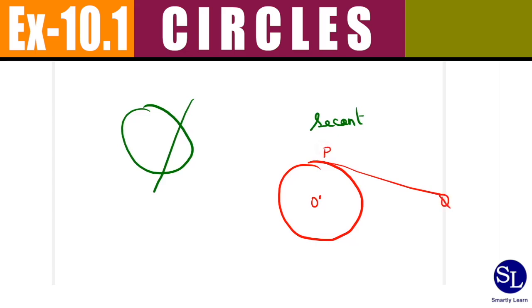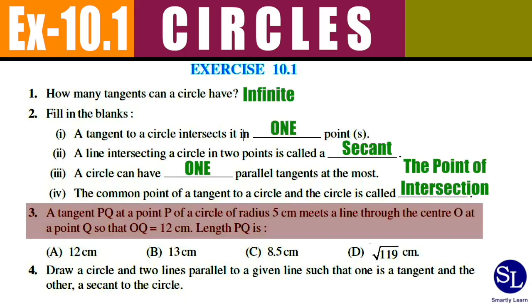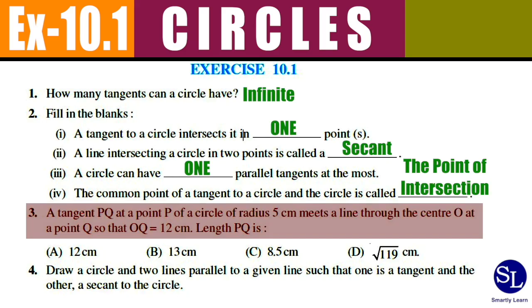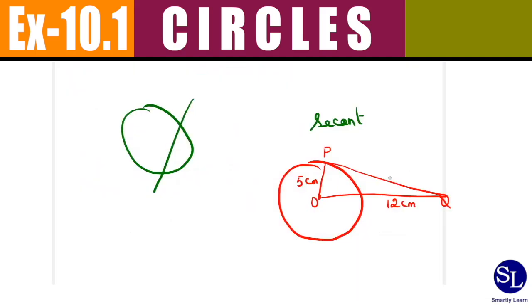Okay, and the circle's radius is 5 centimeters. So I'm marking this distance as 5 centimeters and the line that passes through the center to Q, OQ, is 12. So they have given us that this length is equal to 12 centimeters. And they're asking us what is the length of PQ, that is the length of the tangent. We know that the tangent is going to be perpendicular to the radius at the point of contact. So here we know that angle OPQ is 90 degrees.